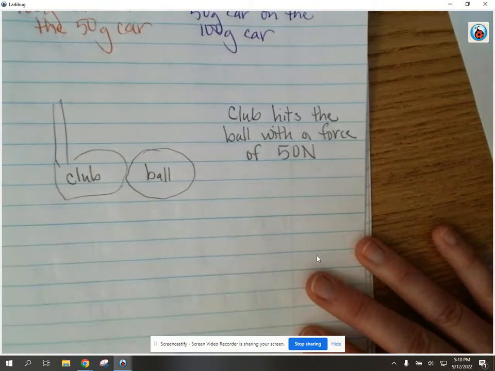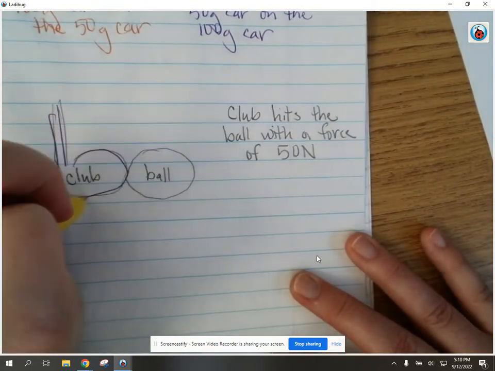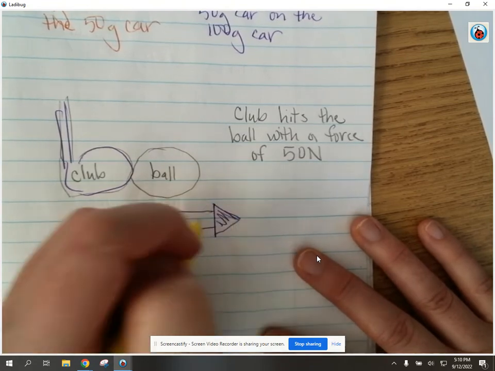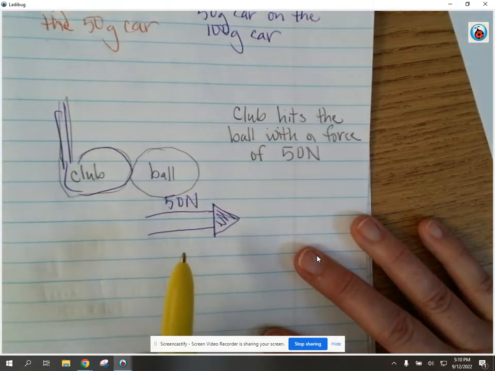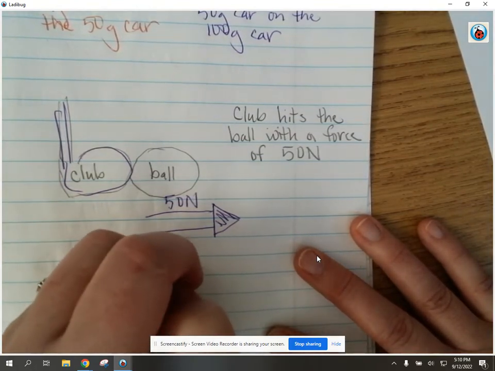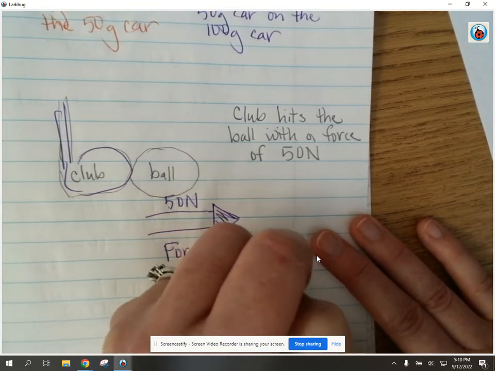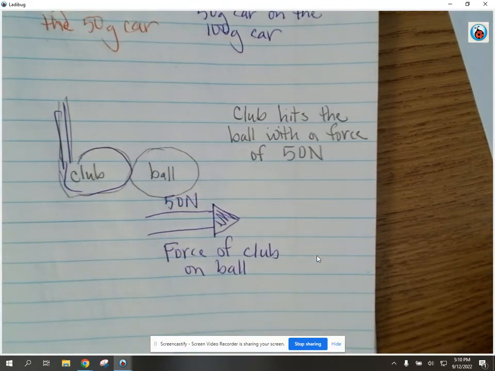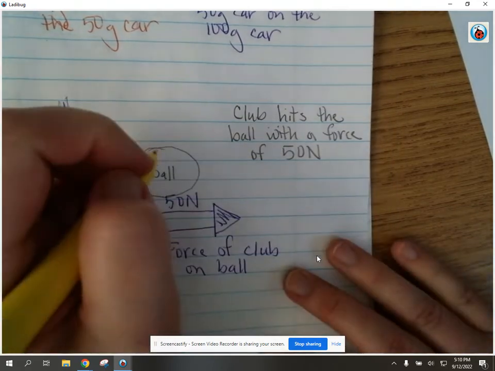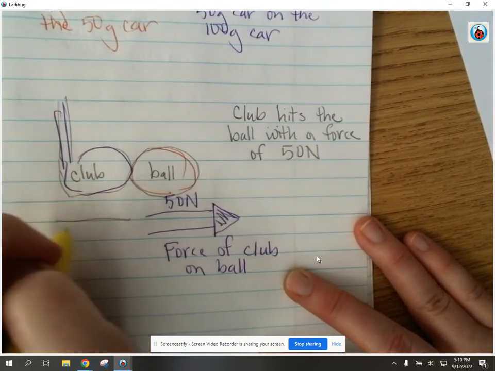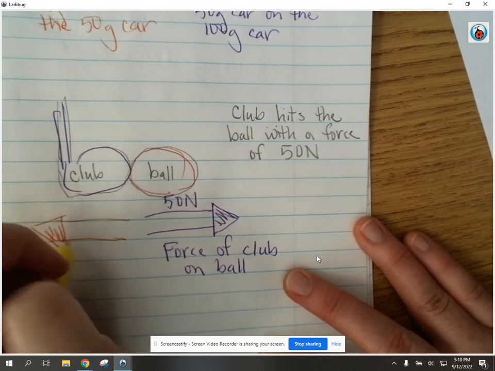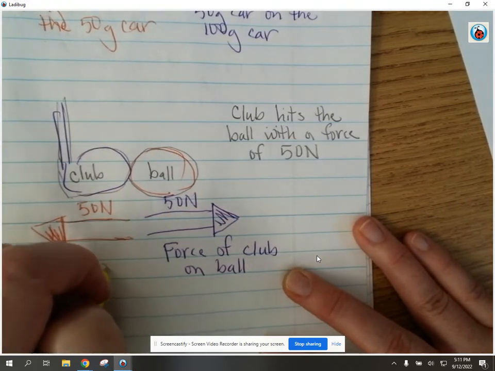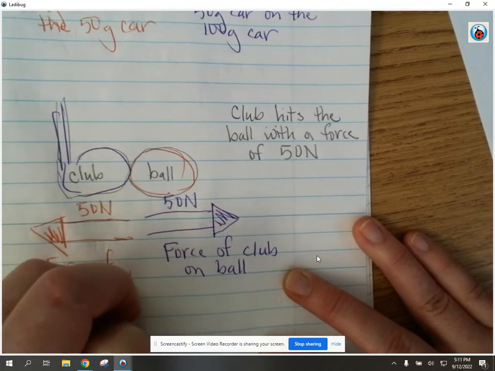So I'm going to have my club and my ball. And I'm going to say, well, the club hits the ball, as I said, with a force of 50 newtons. So I'm going to make sure to put that 50 newtons on the arrow. But I'm also going to explain that it's the force of the club on the ball. But I know that in all contact forces, they're equal and opposite. So the ball is also exerting a force back on the club, and it's also 50 newtons. So I make sure to label that. And I explain that that is the force of the ball on the club.